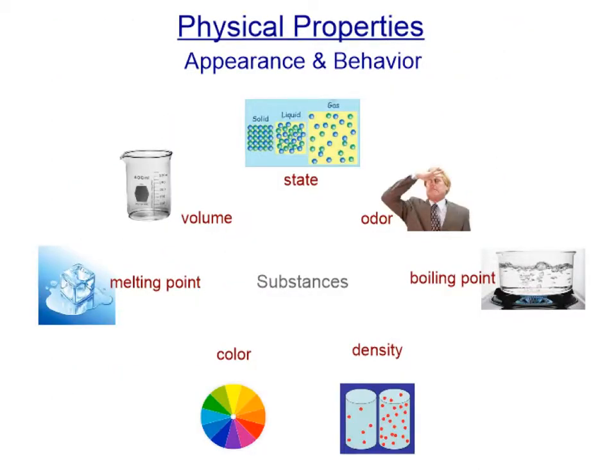Some examples of physical properties. Physical properties generally have to do with appearance and behavior. They could be the volume of a substance, the substance's melting point, at what temperature does it melt, at what temperature does it boil, what color is it, how dense is it, what state is it in, a solid, liquid, or gas state at this time, what is the odor. Another physical property not mentioned here, viscosity. The resistance of a liquid to flow, that's a physical property as well.